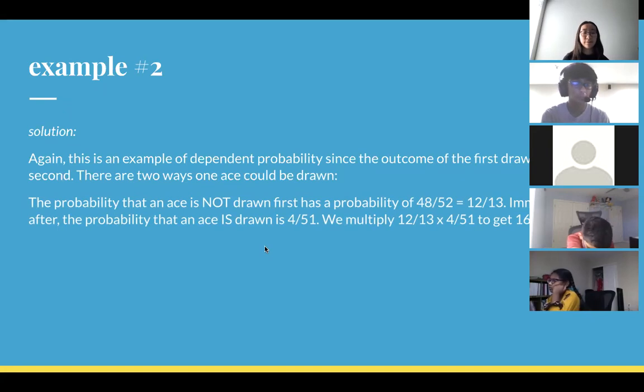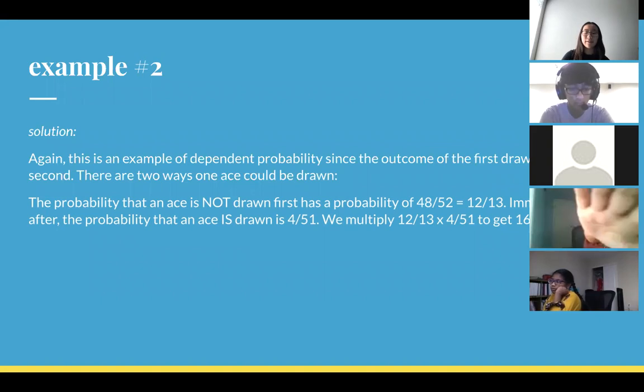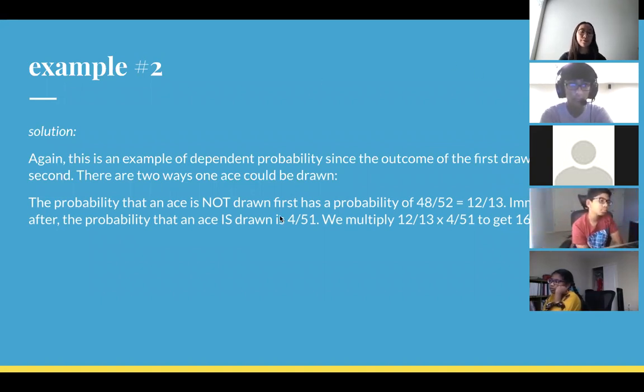So the probability that the first draw isn't an ace is going to be 48 over 52, because there are 48 cards that aren't aces and 52 total cards. Then after that, the probability that an ace is drawn is going to be 4 over 51, because we removed that first card that's not an ace. So there's only 51 total cards. And then we multiplied those two things together to get a probability of 16 over 221 for our first possible way to do it.